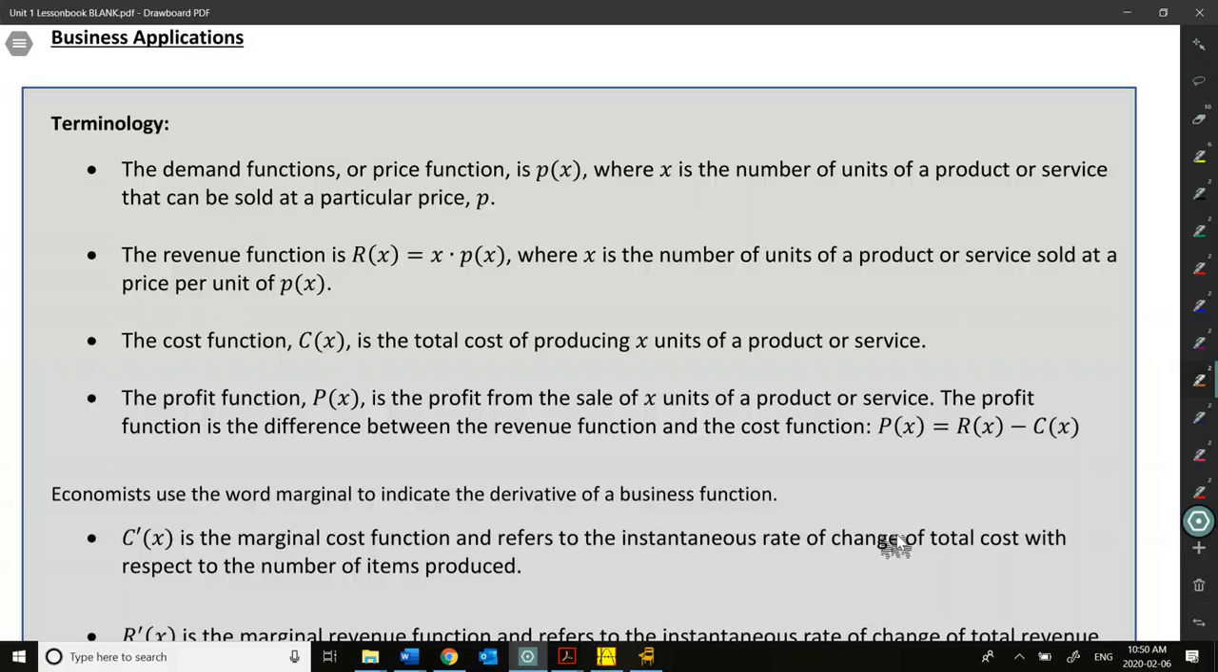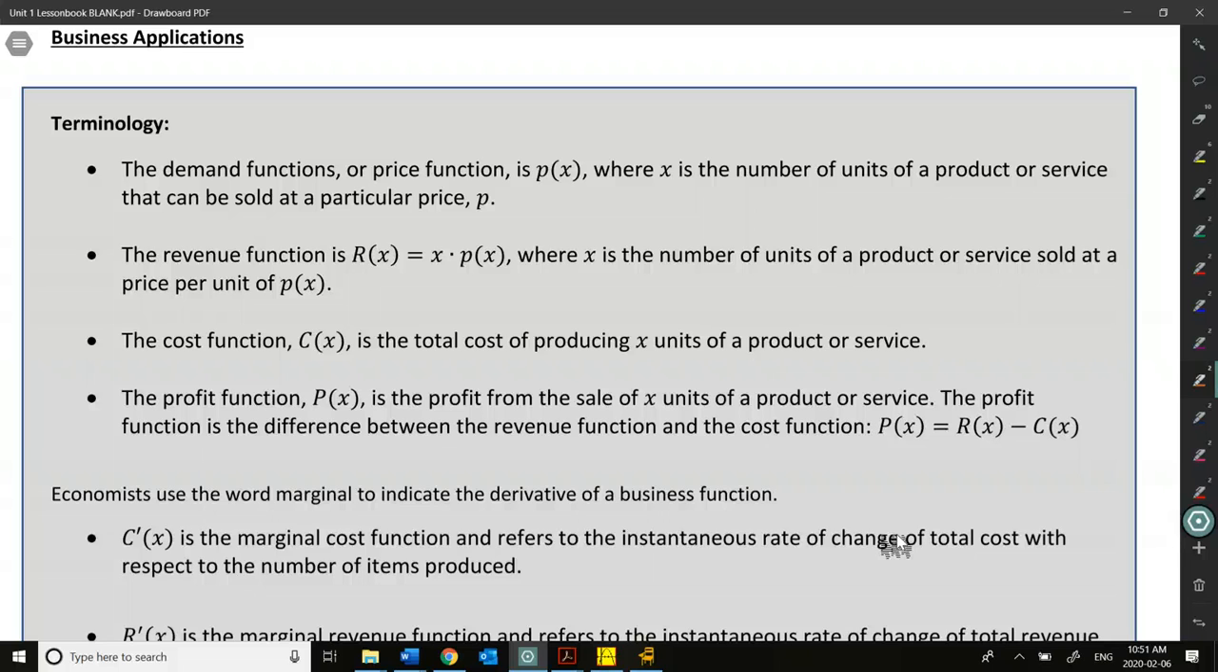Okay, the last little application that I want to show you guys is a business application. If you've taken some business courses, I'm sure you've discussed some of these terms before. So you're going to see P of x, which is the price function. You're going to see R of x, which will be your revenue function. Cost function, C of x, the total cost of producing a certain number of units.